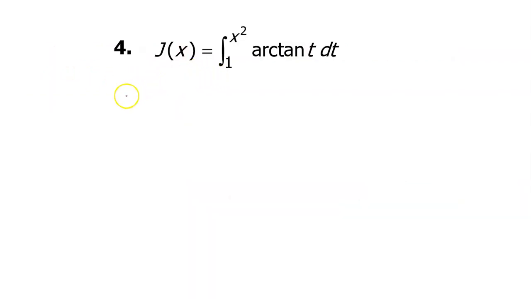So let's give it a shot. I want to find the first derivative, which will equal j of x. And according to the general form, first I plug in the upper function. So that will be arctangent of x squared.